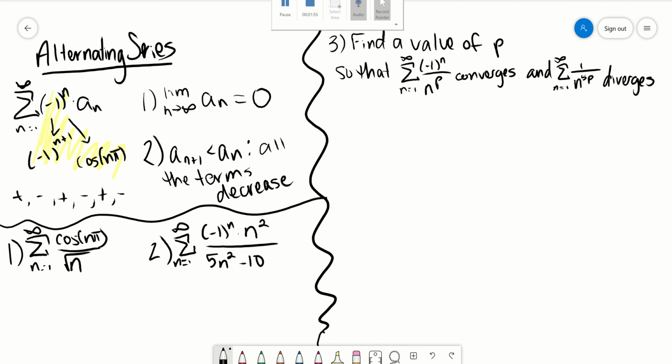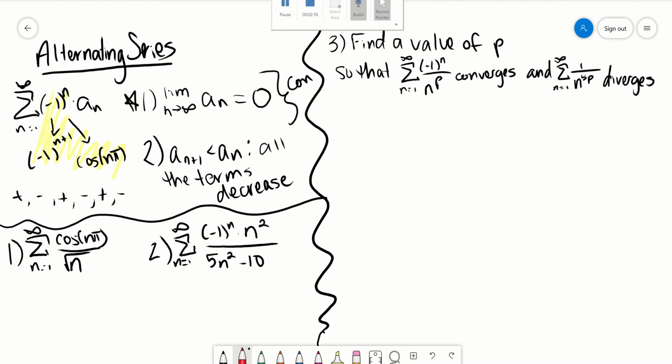As long as these two conditions are met, that means the series is going to converge. If either one of those conditions is not met, the series will diverge. So really what you're looking for is the limit being 0 or all the terms decreasing. For the most part, you can really just focus in on this one and you'll be good to go.